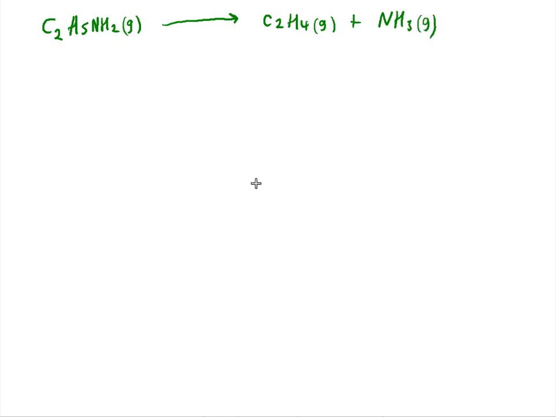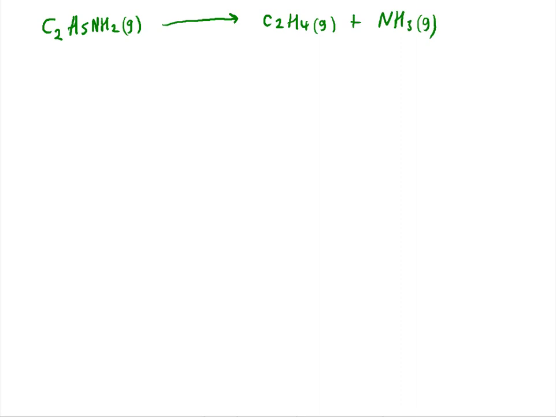Okay, so that's what we have to do, and the process that we're going to follow is the following. We are first of all going to write down our reaction in terms of the compounds that are involved. So we've got C2H5NH2, which undergoes a reaction to produce C2H4 and NH3. Okay, that's the reaction that takes place.